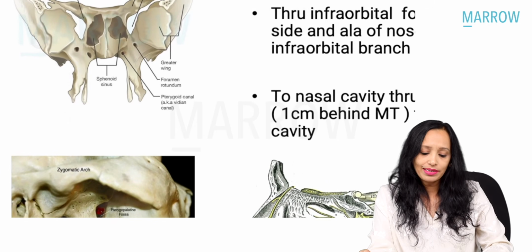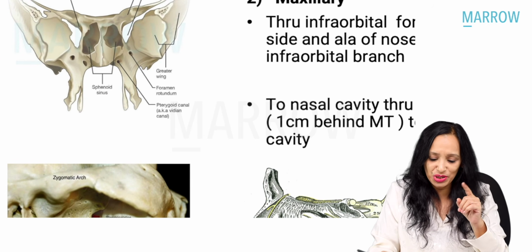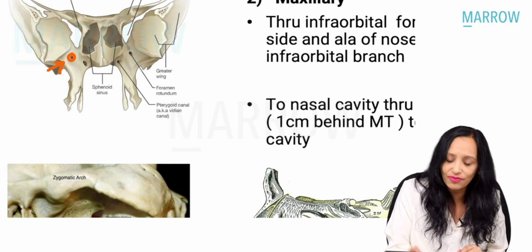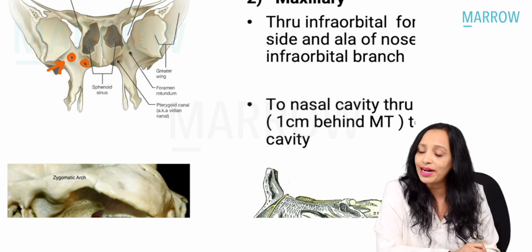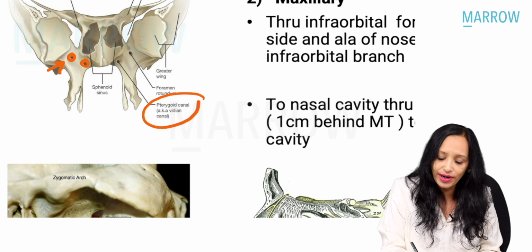Now the second branch of the trigeminal is the maxillary. Now how does the maxillary enter the nose? The maxillary exits the cranium through, yes, you will tell me, through the foramen rotundum. So this foramen that we are seeing is the foramen rotundum. We are seeing another foramen here at the root of the pterygoid plates. This is the Vidian canal. It is also known as the pterygoid canal.